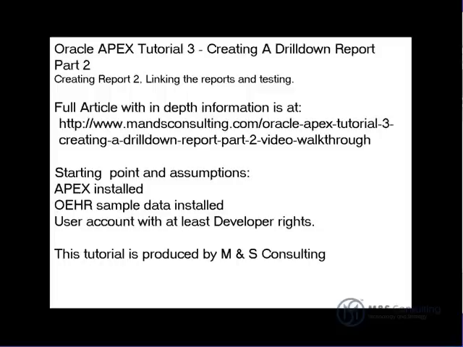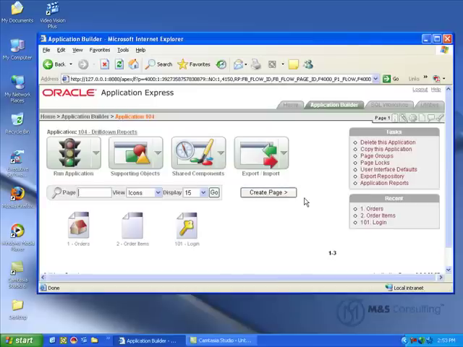On the screen is a screenshot with the location of the full article with more in-depth information about this tutorial, as well as the starting point for this tutorial. We also are assuming that you have completed Part 1 of this tutorial, otherwise some of this won't work at all. To start out, we're going to pick up right where we left off on the last one, which is here at the home page for Application 104.